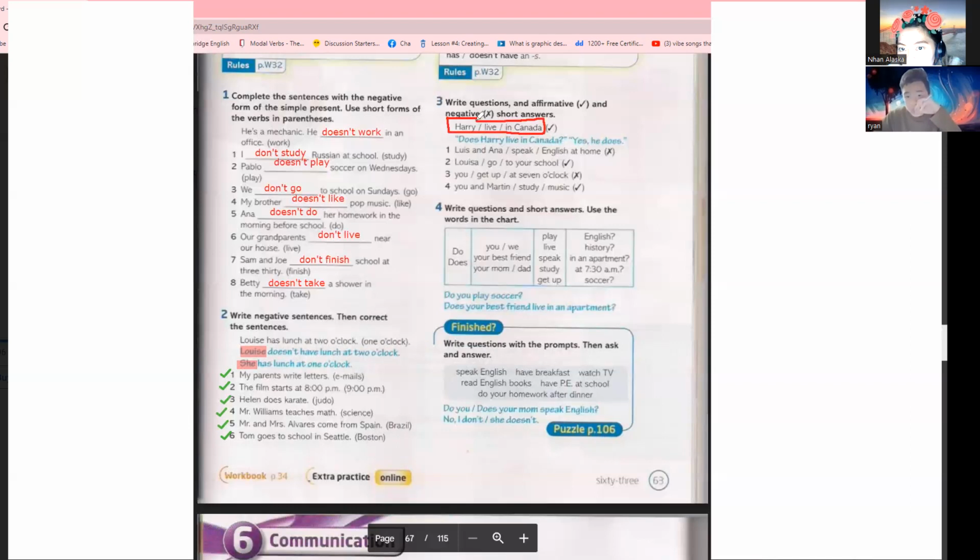So this is the clue, and you need to make a question. Does Harry live in Canada? Yes, he does. How about number 1? How can you make a question? Do Luis and Anna speak English at home? No, they don't.